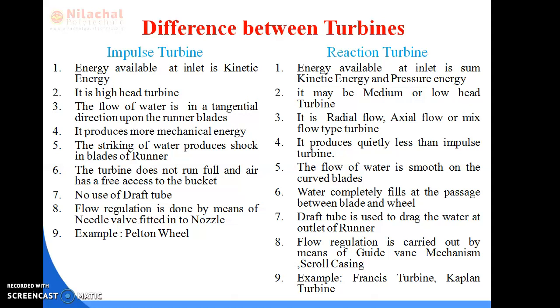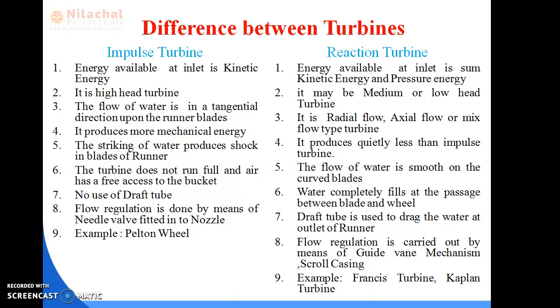In case of impulse turbine, we are going to use a nozzle. So the energy available at the inlet is totally converted into kinetic energy. Hence, kinetic energy is available at the inlet. But in case of reaction turbine, no nozzle is used, and hence the energy available at the inlet of the turbine is the sum of kinetic energy and pressure energy.